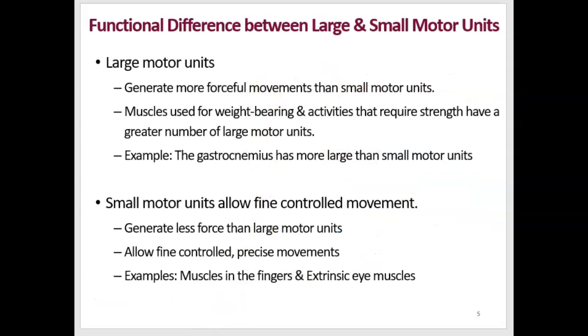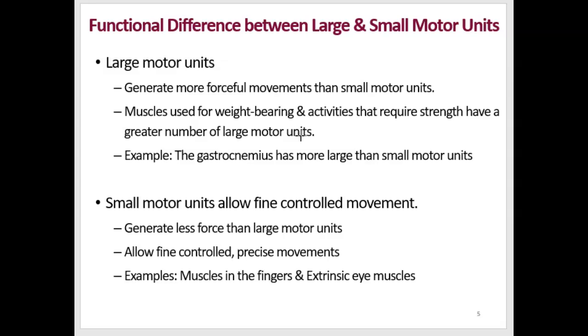Now, what is the functional difference between a large motor unit and a small motor unit? Well, large motor units of course can generate more forceful movement than smaller motor units can. Therefore, muscles that we use for weight bearing and activities that require a great deal of strength have more large motor units. For example, the gastrocnemius we use for forceful movements. It has many more large motor units than small motor units.